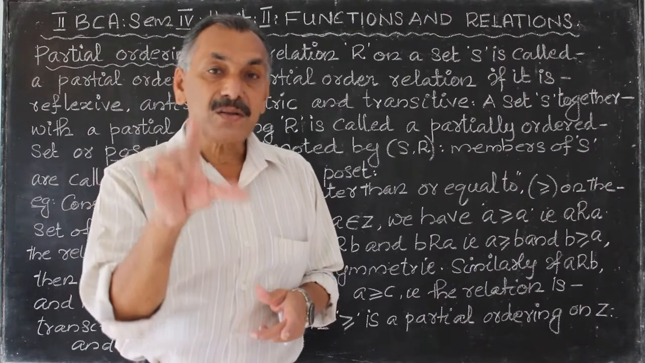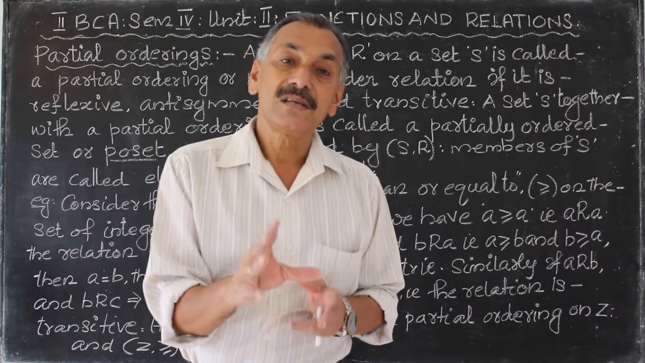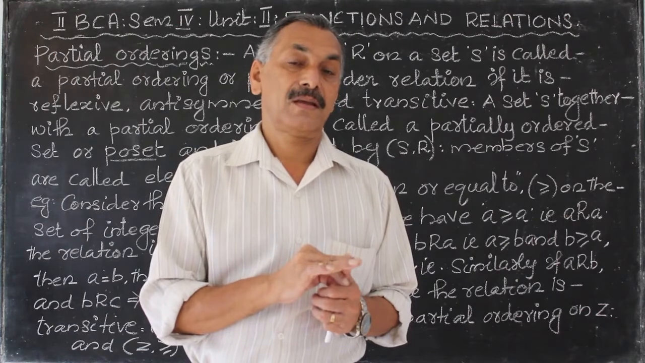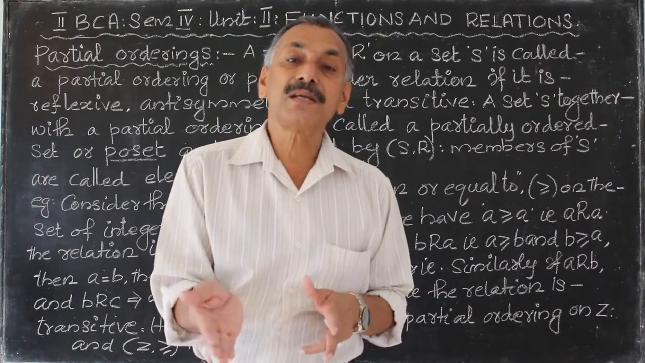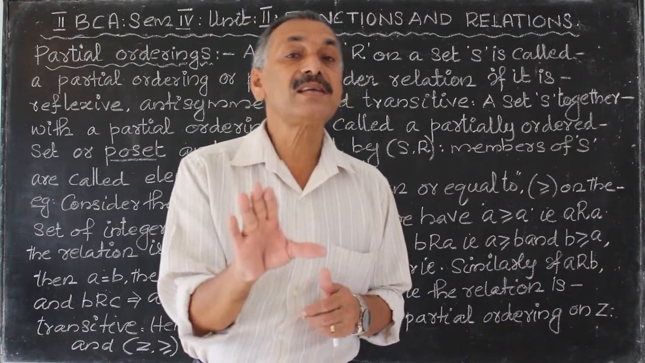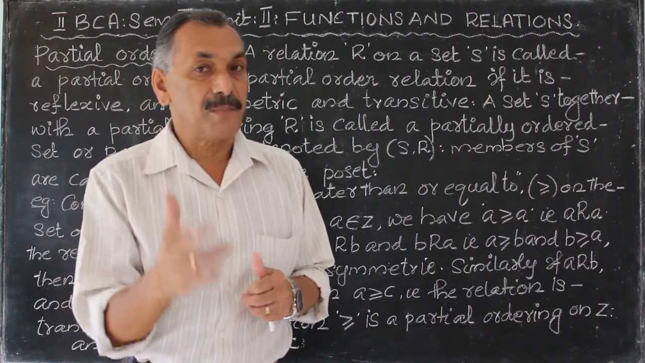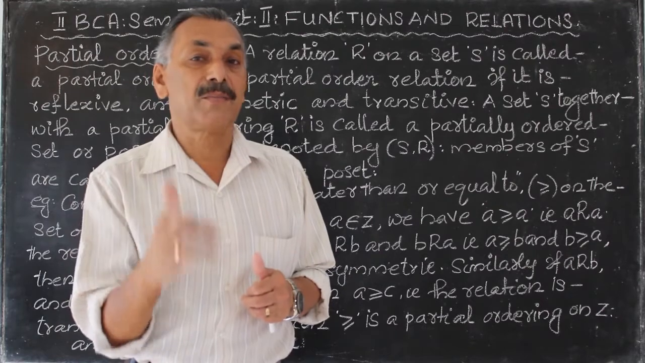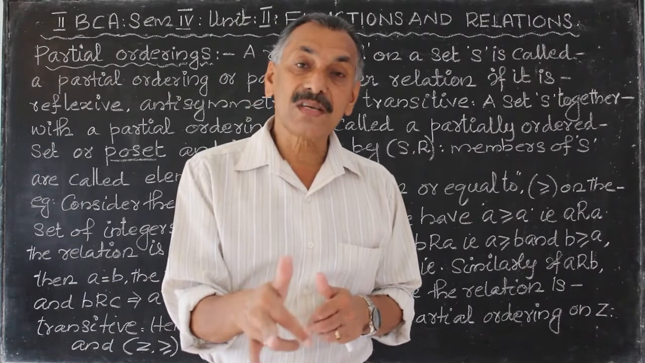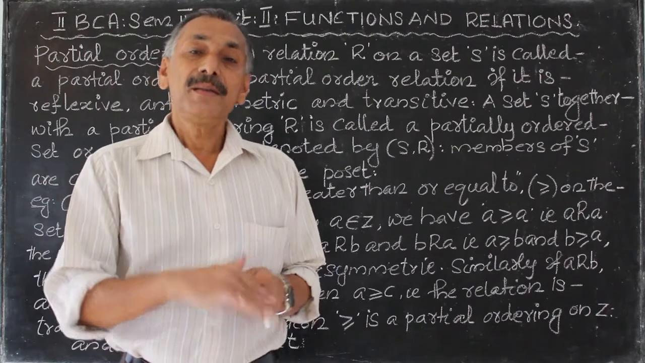That means, on the set of integers, if we define the relation less than or equal to, then the relation is reflexive, anti-symmetric and transitive. Such a relation is defined as a partial ordering. A relation R on a set S is said to be a partial ordering if it is reflexive, anti-symmetric and transitive.